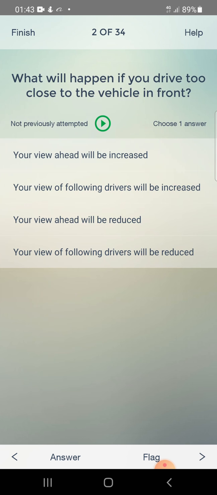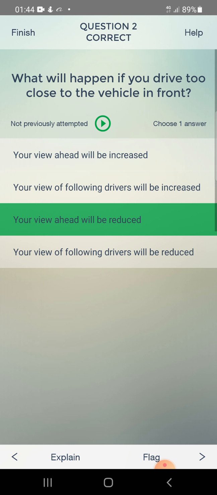Right. What will happen if you drive too close to the vehicle in front? Your view ahead will be increased. No. Your view of following drivers will be increased. No. Your view ahead will be reduced. Your view of following drivers will be reduced. I think third one.